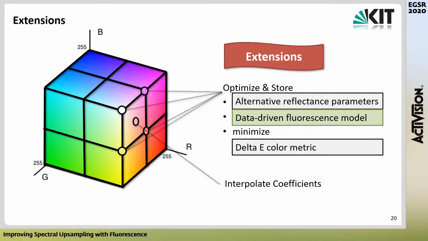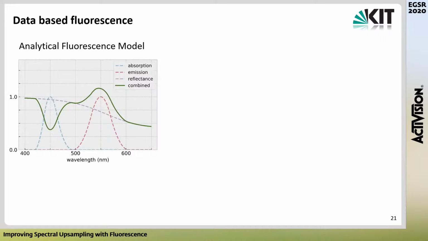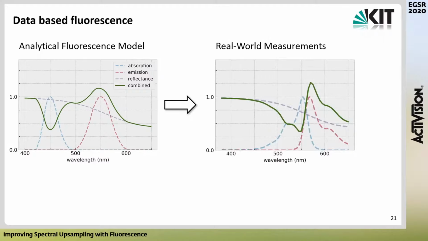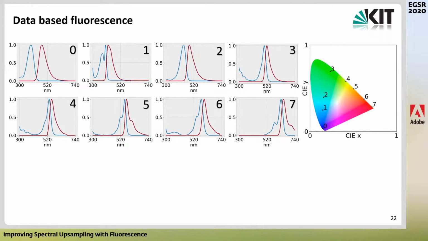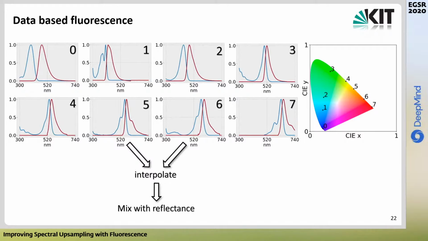So the analytical model from the previous paper is based on several simplifying assumptions about fluorescence and limits the shape of possible absorption and emission spectra. So for a more realistic model, we use measurements from real-world fluorescent substances. We selected 8 fluorescent materials with emission spectra all over the visible wavelength range and sorted them by their emission spectrum's chromaticity. And to achieve an even wider range of colors and smooth transitions, we interpolate pairs of adjacent substances before mixing the interpolated fluorescence with the analytical reflectance spectrum.